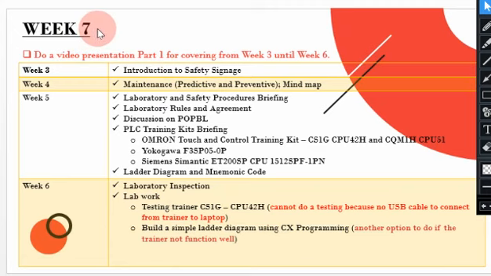So, in week 7, we do a video presentation for part 1 that covers from week 3 until week 6. Actually, in week 1, we have the industrial talk by Study Tactic. And from the industrial talk, we did a mind map. Then for week 2, we have introduction to RPP, which is our lesson plan for this semester.